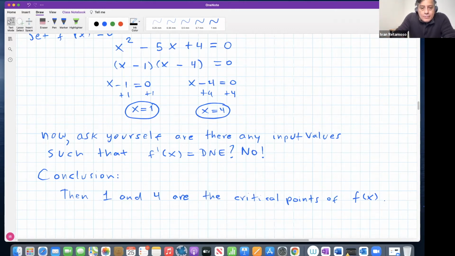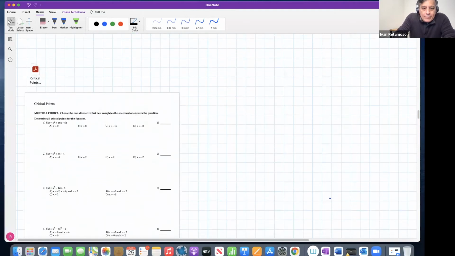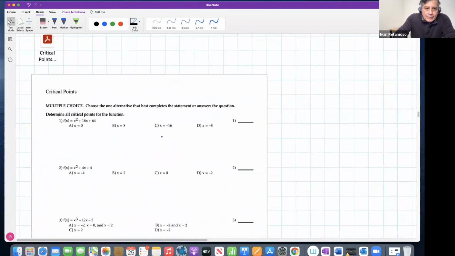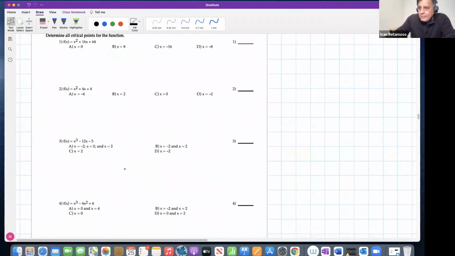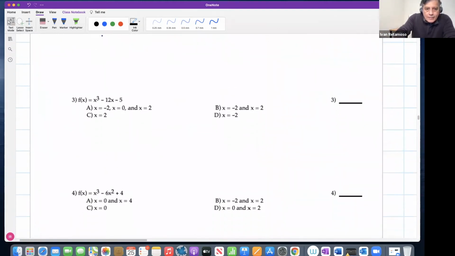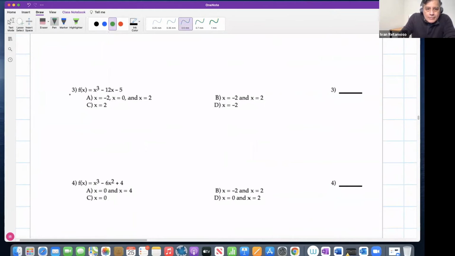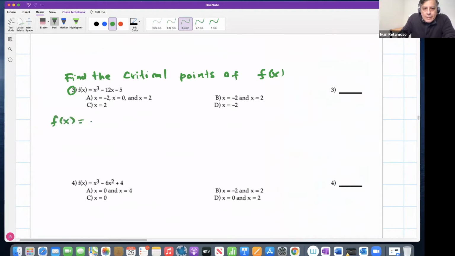So now I want you to practice. Before I go over more challenging forms, the first 2 are very easy. We could go ahead and do number 3. Perhaps 3 should be good. Can you try to do number 3? Make it bigger. Find the critical points of f of x. I'm going to write it big here: f of x equals x cubed minus 12x minus 5.